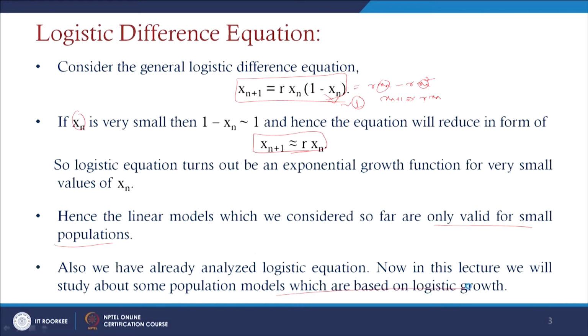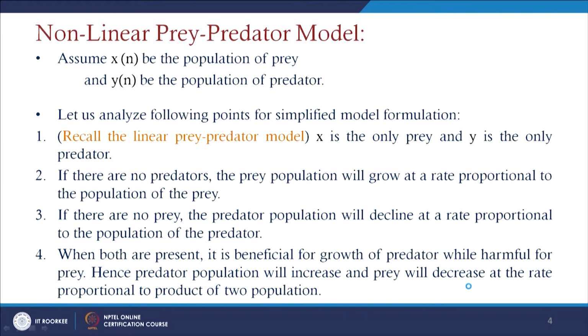And in this lecture, first we go for a nonlinear prey-predator model. Suppose x_n is the population of prey and y_n is the population of predator. Already we have explained that we have considered many different models. Suppose a rat and a cat are there, then we will have a prey-predator model. If tigers and deer are there, we also assume this is a prey-predator model.